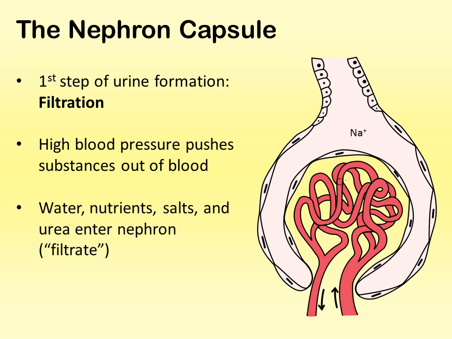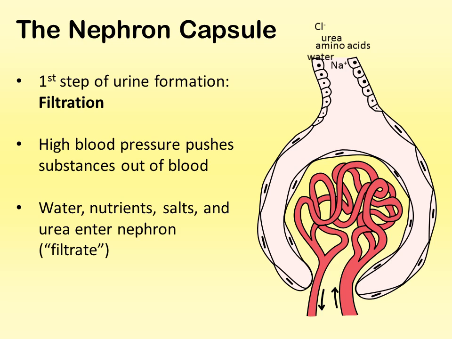And as a result, a number of substances leave simply due to blood pressure. From the plasma, we get water, nutrients, salts, and urea all leaving the blood and entering the nephron. We collectively call these things the filtrate.